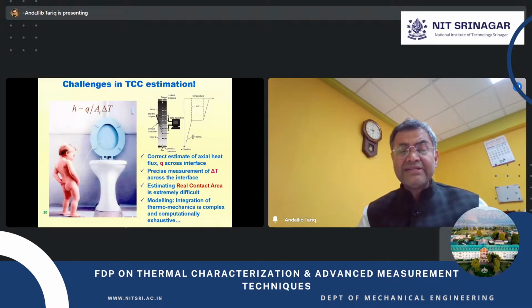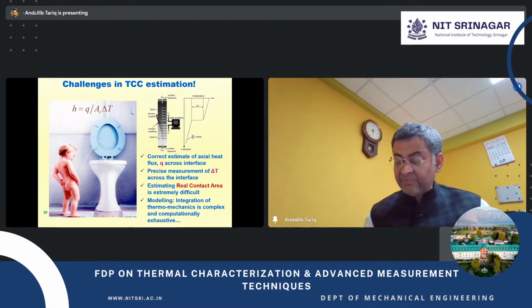Now, challenges in TCC estimation. The challenges is that why it is so difficult. The challenges are there with the correct estimate of the axial heat flux across the interface. You can see this is the interface, upper and bottom. And how much heat flux is passing at the interface, that precise estimation is very much essentially needed, and that is the basis for defining the heat flux.